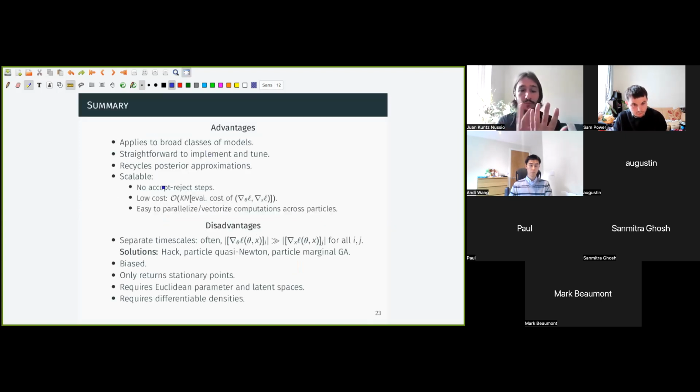In our case, well, we just shift all the particles that hopefully have reached a good approximation of the current posterior, and then we move them a little bit towards the next one. Right? You might want to do more than one step. That would also be reasonable.